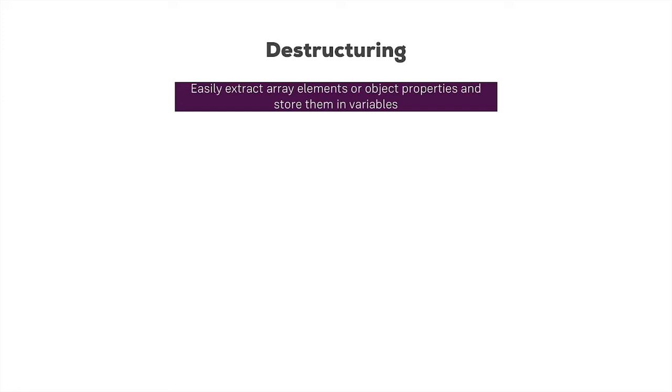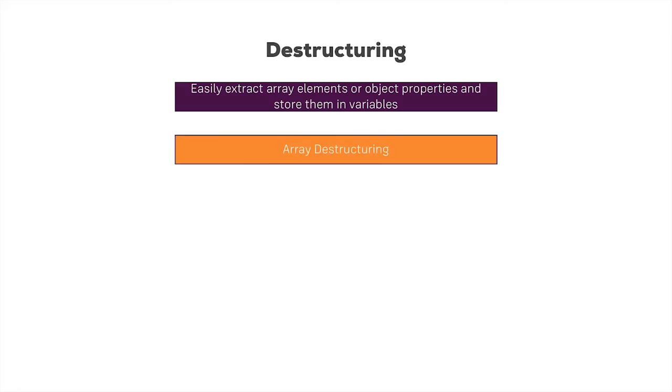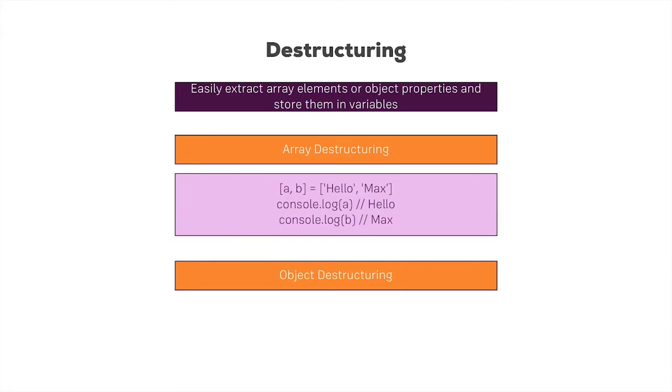a different thing. Spread takes out all elements, all properties, and distributes them in a new array or object or wherever you're using it. Destructuring allows you to pull out single elements or properties and store them in variables for arrays and objects. Now for arrays, it looks like this. If we have an array with two elements, hello and max, then we can use this strange looking syntax on the left side of the equal sign, which looks like we are creating an array, but we are not, to assign the variables a and b to hello and max respectively.